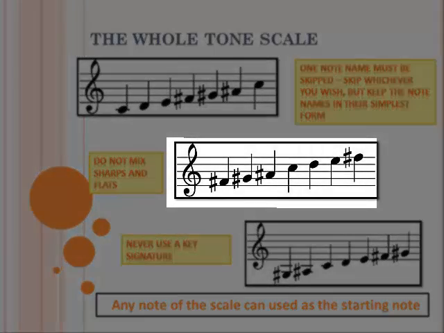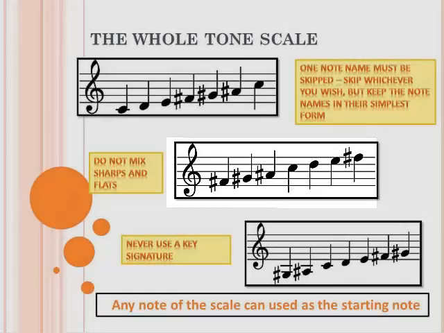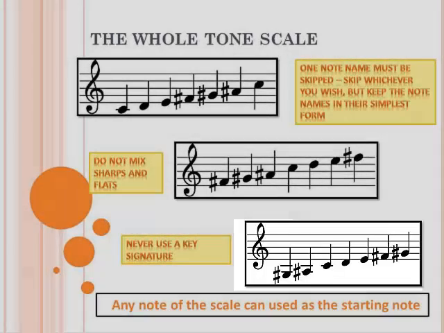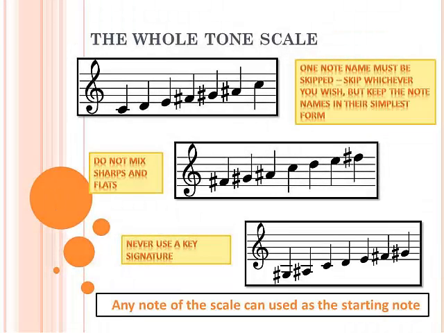While the next one begins on F sharp, it's identical to the previous scale that began on C. It also skips the note B. It just starts on a different note, and it sounds like this. This last scale begins on G sharp, and it sounds like this. Again, it's identical to the 2 previous whole tone scales.